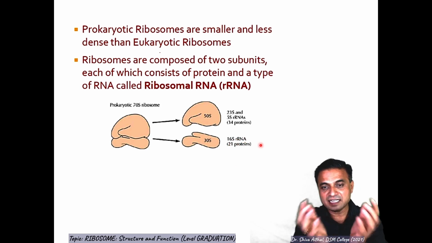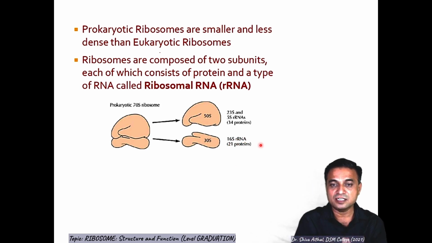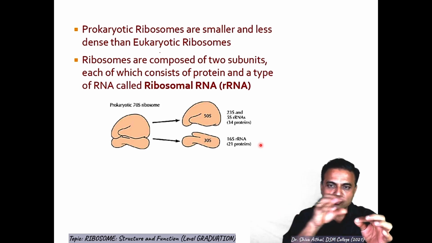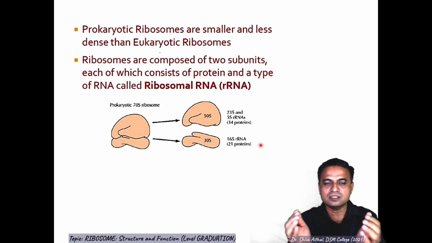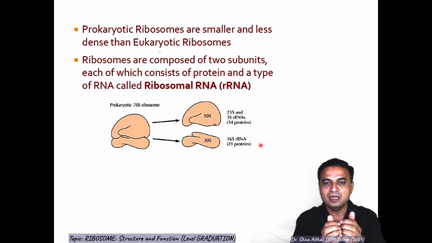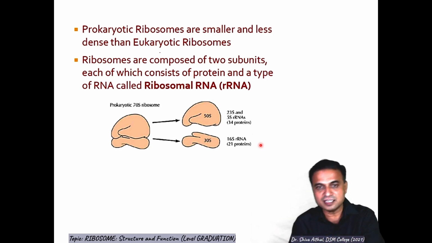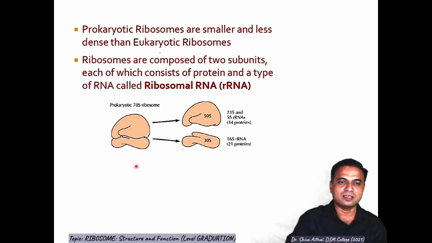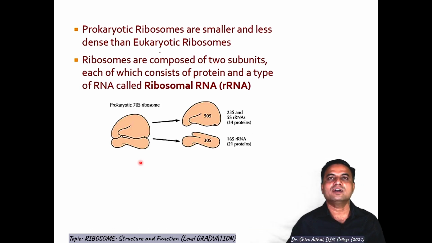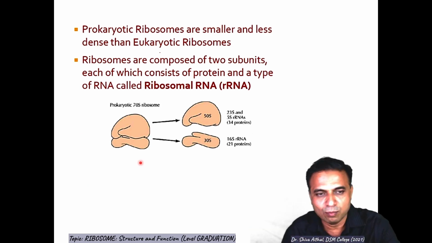Then the 16S RNA, how did it become 30S? It has 21 different types of protein attached with it. When one RNA has 21 different types of proteins, this nucleoproteinaceous material becomes 30S. This 30S combines with 50S to give a larger molecule. So let's just dissect the eukaryotic and prokaryotic molecule here.